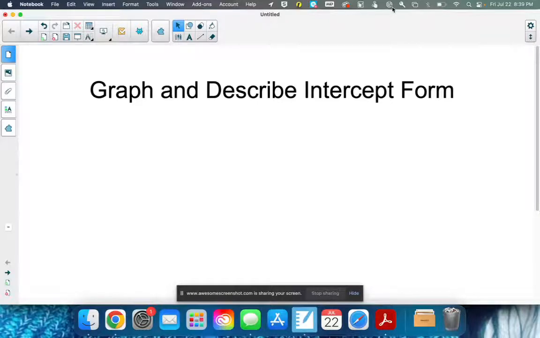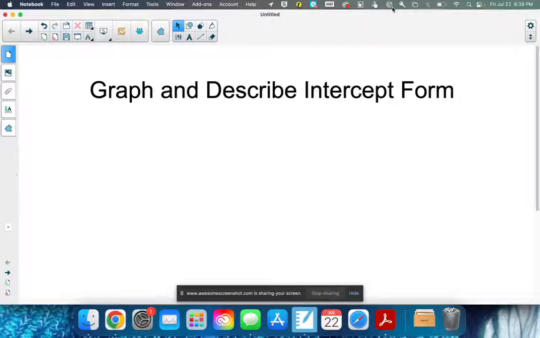Okay, today we are going to continue with intercept form. We are going to be graphing and describing. Now, this should go a lot faster and be a little bit easier than when we were doing standard form because you've already done all this for standard form. So this is kind of just a review.